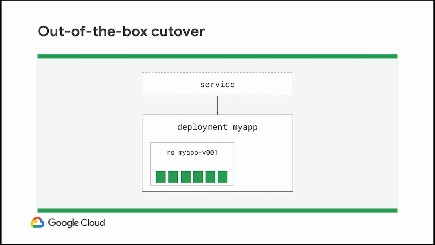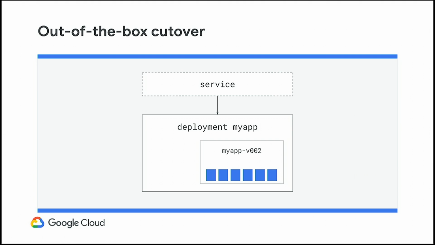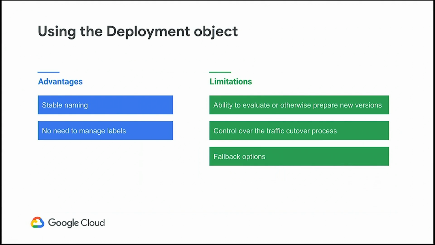You've got a service. You've got your deployment object, which is managing a replica set. It starts out here. You decide to switch to V2, spins up a new replica set, adds new pods, more, another one... Finished. So that's what you can do out of the box. And the parameters control how many new ones you spin up, how quickly the old ones go away.